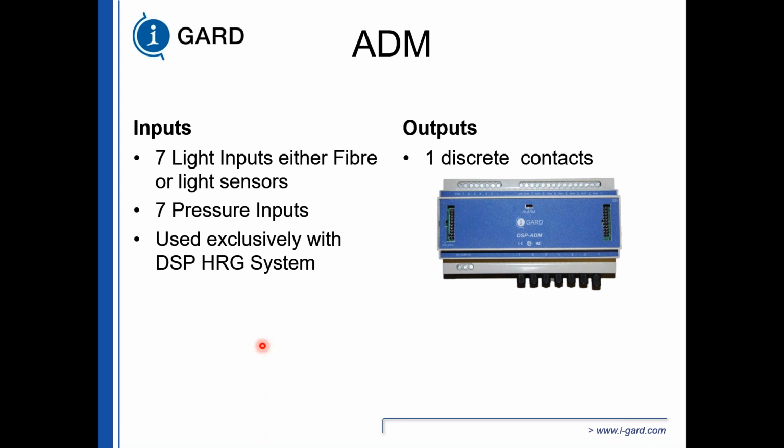So we developed our arc detection module as part of the DSP system. So the DSP system, when used with the arc detection module, can lower incident energy if the fault, arc flash, is within the gear that you're monitoring. If it's outside the gear, you will need something else. So it has 7 light inputs, either fiber or light sensors, 7 pressure inputs, so you can interlock it with pressure, and you use it exclusively with a DSP HRG system. 1 discrete output. These outputs over here are going to trip the main breaker because the fault is going to be downstream of that breaker.